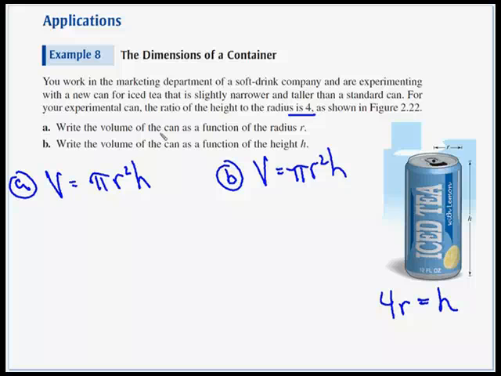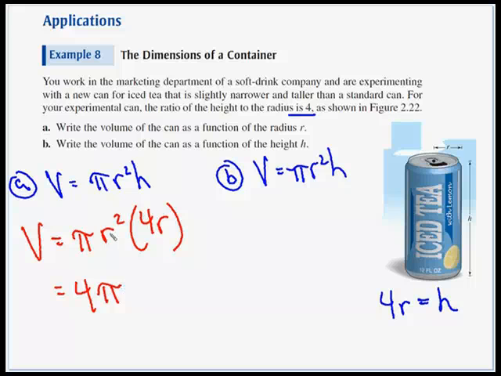So let's see here. In part A, write the volume as a function of r. So we only want r's here. We want to replace this h with something, and what we're going to replace h with is 4r. So let's replace this h with 4 times r, and then let's clean this up a little bit. I like to put my constants, or my numbers, first, so the 4 goes first. Since we're multiplying everything here, we can just rearrange it. 4 goes first, then pi, and then we have r squared times r to the first, which is r to the third. So there is the volume written as a function of the radius.